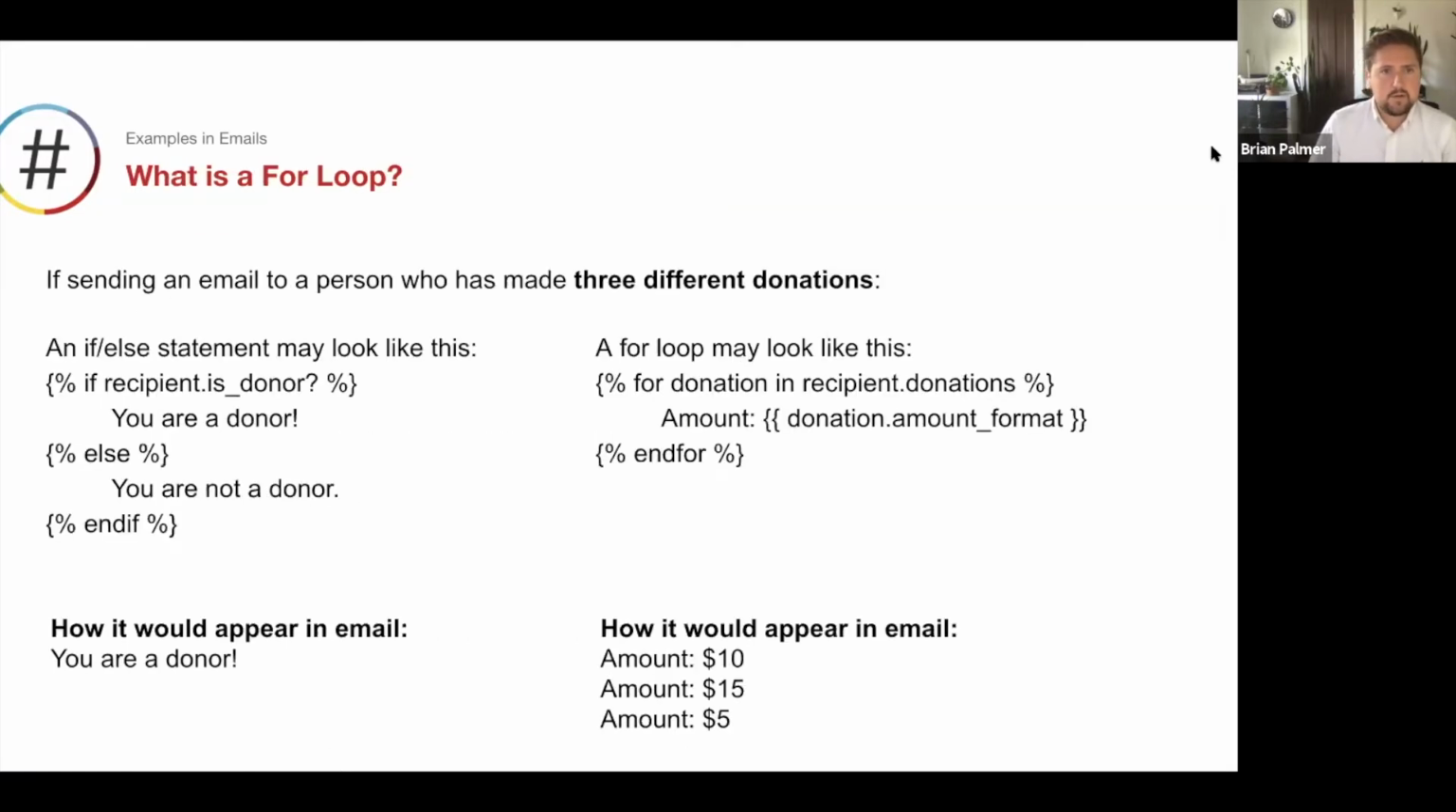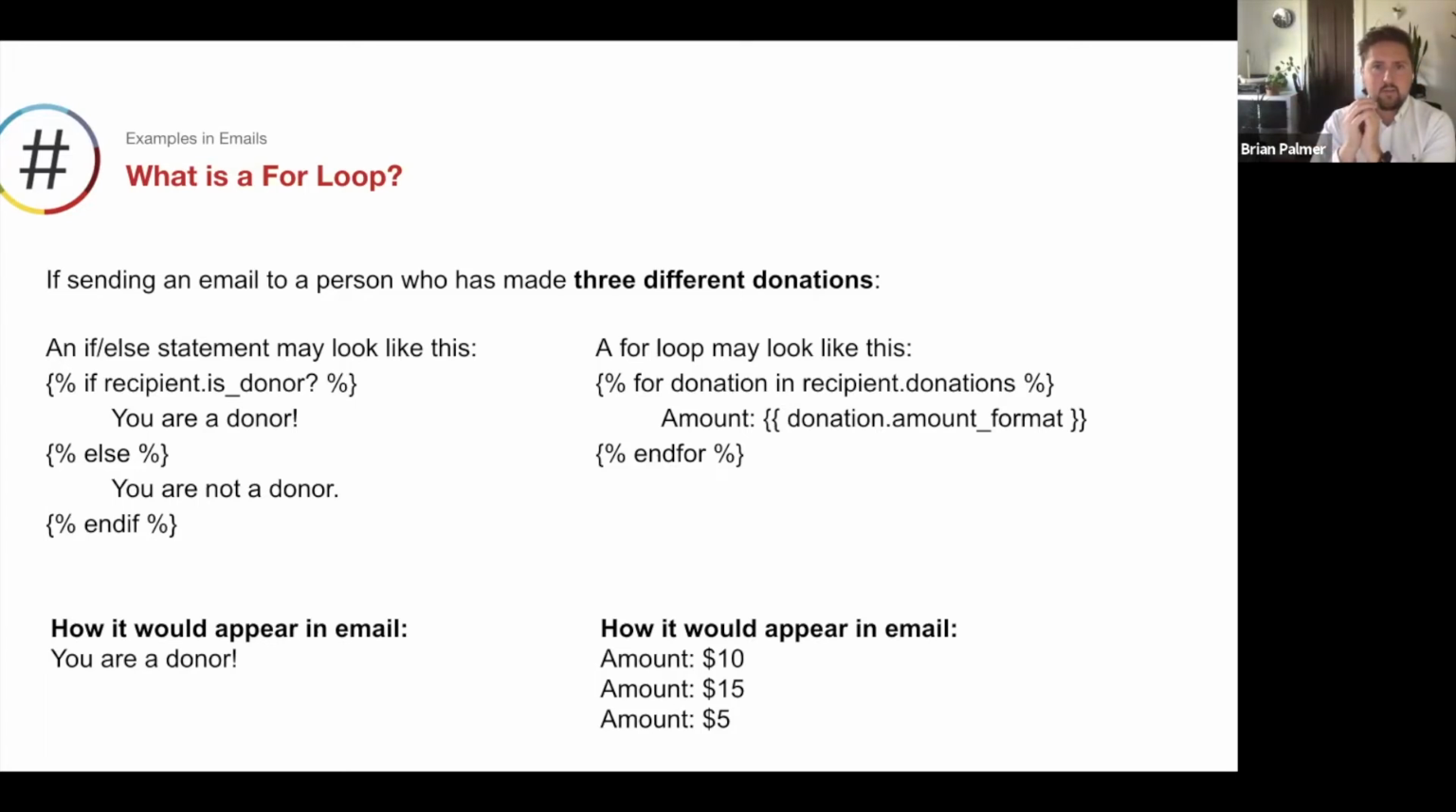So this is an example on the left here of an if-else statement. This might be a bit of what we've gone over before, but if a recipient is a donor, we place something in there. If they've never donated, that is going to return false. And so you can put in the else section whatever you might want to do, like, it's time to give your first donation, or would you consider donating?